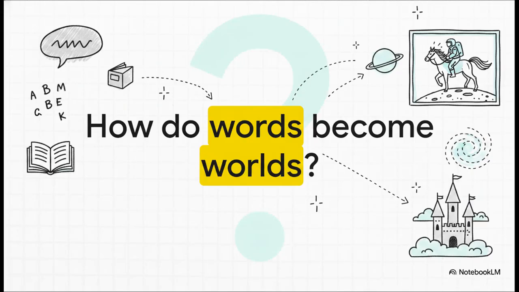So this is the central question, right? How do words become worlds? It honestly feels like some kind of wizardry. You type in a chameleon playing a tiny piano, and bam, there it is. But it's not magic. It's an absolutely fascinating process, and we're going to unravel it together.